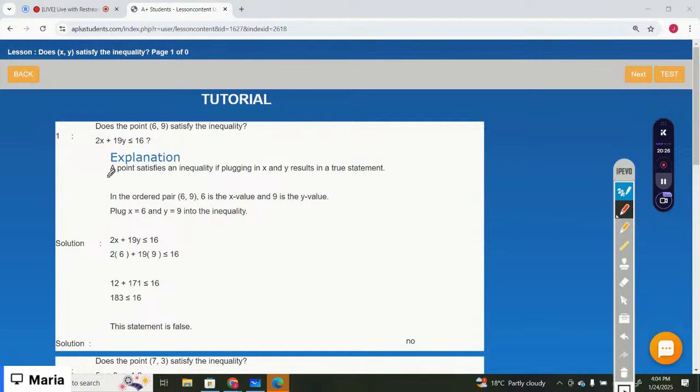The inequality is 2x plus 19y less than or equal to 16. This is the x value and this is the y value. X equals 6 and y equals 9. In the inequality, replace the x with 6 and y with 9. 6 times 2 is 12. 19 times 9 is 171. When you add, that makes 183. So is 183 less than or equal to 16? No. So that's why it is false.